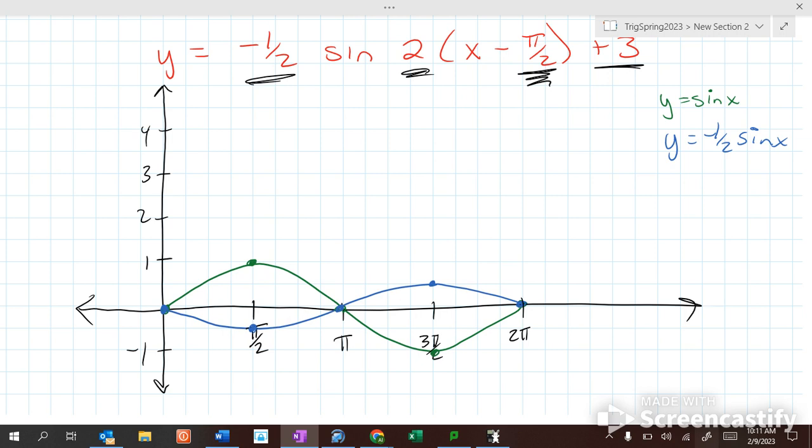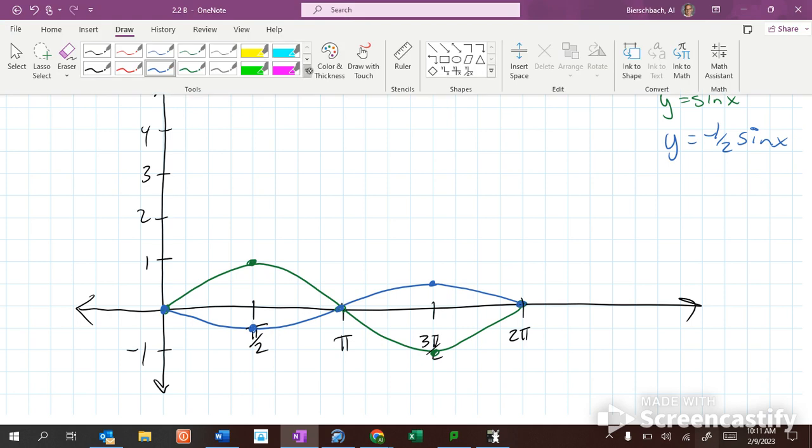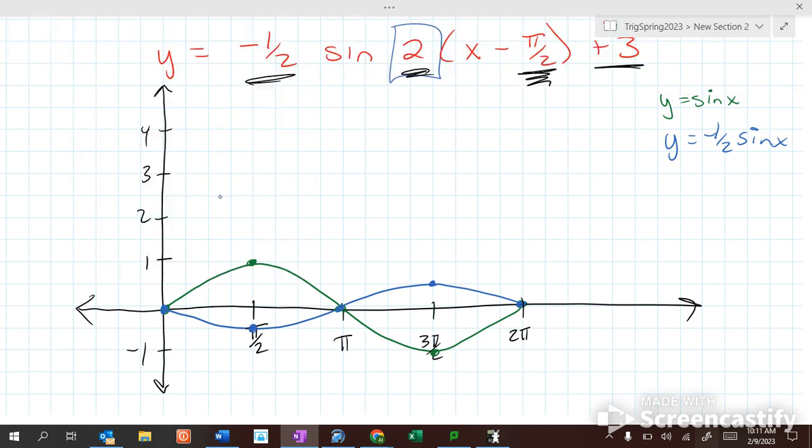Okay. Then, now what do I do? Well, it's a 2 here. So multiply all your x values by 1/2, since that's a 2. So y equals negative 1/2 sine of 2x. So we start at 0. Instead of going over 4, we go over 2. Instead of going over 8, we go over 4. Instead of going over 12, we go 6 and 8.